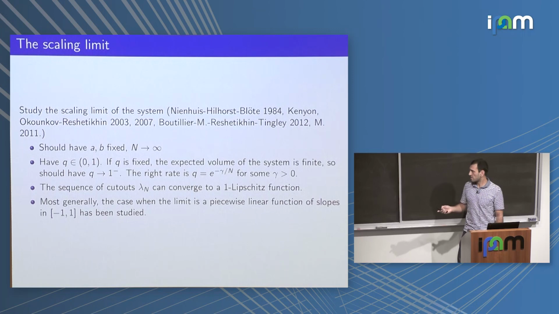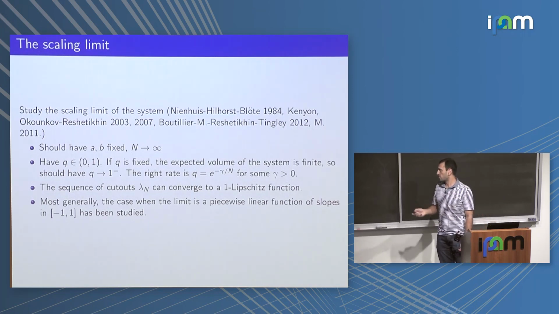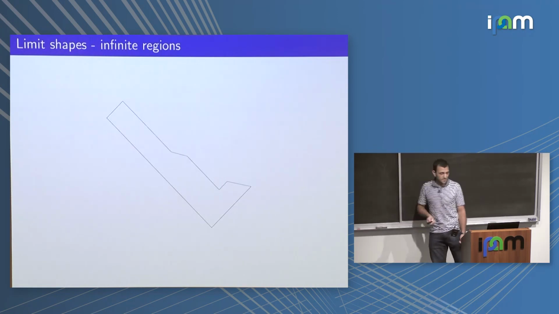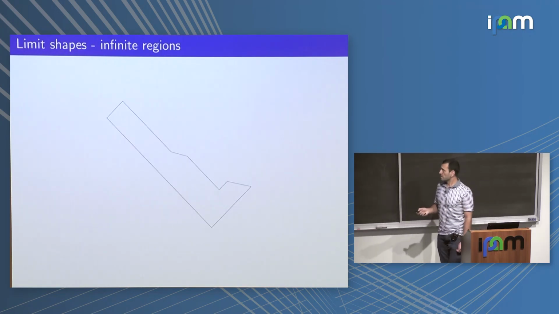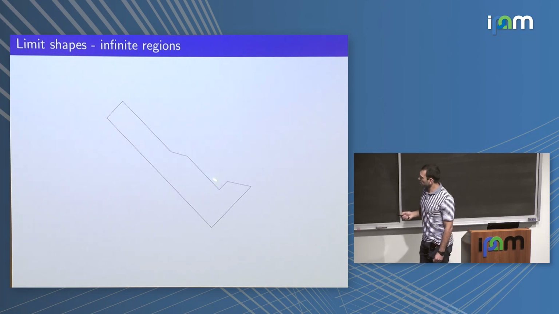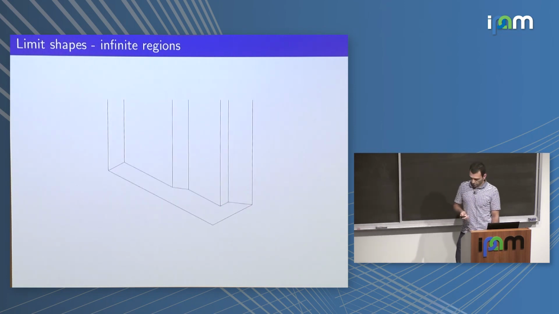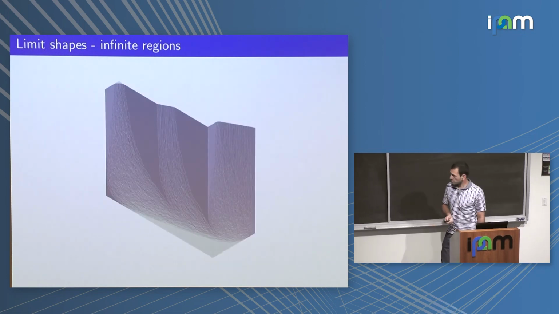The most general case that has been studied is when this cutout converges to some piecewise linear function of slopes anywhere between -1 and 1. So you get something like this. You have a rectangle, and you have removed some piecewise linear curve from it. The slopes can be anything between -1 and 1. And so you think of a room with that as the back wall, and then you can look at random plane partitions in this.